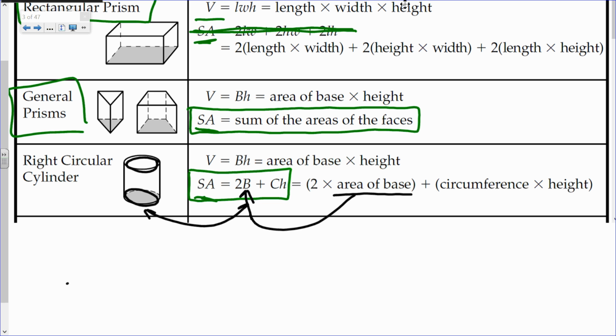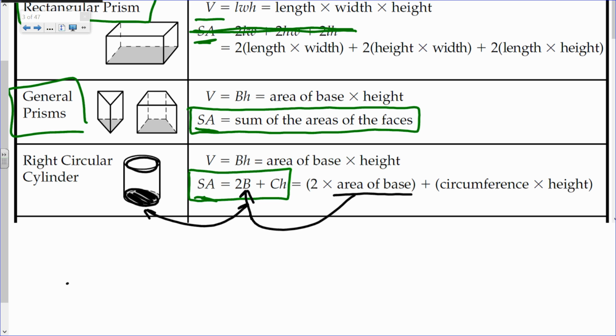To find the surface area, it's saying find the area of one of the circles, and then multiply by 2. Look at 2 times capital B. Why would you multiply it by 2? Thank you. There's 2 of them, look, in my hand. Two circles. That makes sense. Find the area of one and multiply by 2. There's the surface area of the circles.